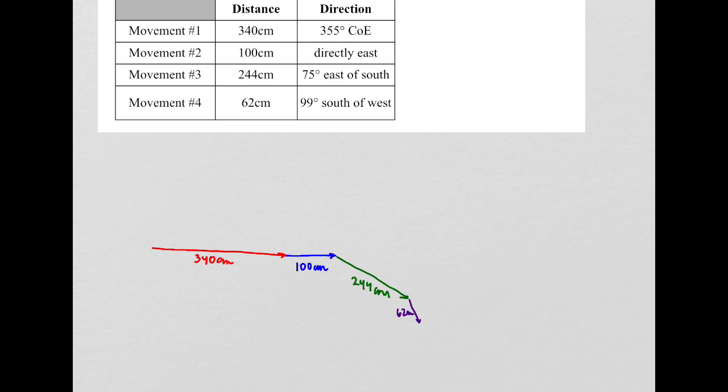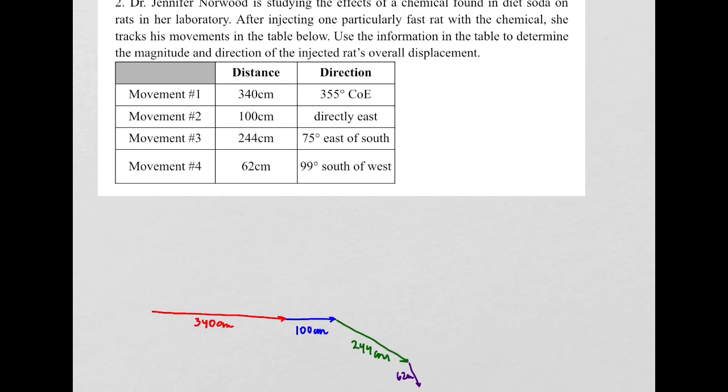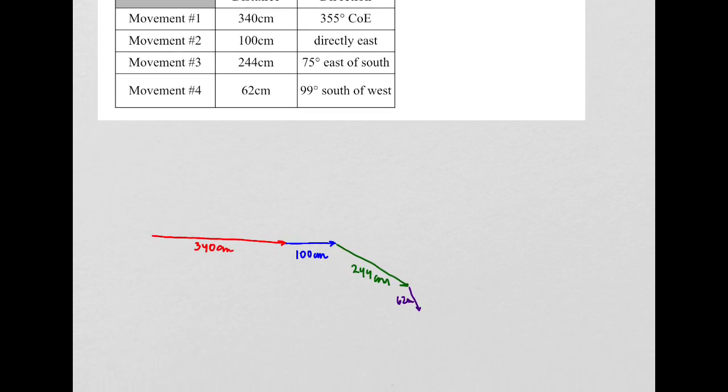Okay, so what are we supposed to do here? We're supposed to use this information in the table to determine the magnitude and the direction of the injected rat's overall displacement. So we're going to start here, and we're going to find our R value, which is ending right here. So this is R. In order to do this, we only have one horizontal component, and we have to turn all of these other three into vertical and horizontal components.